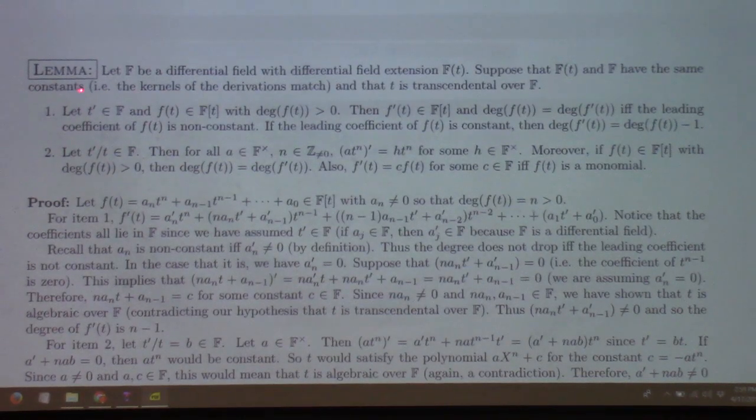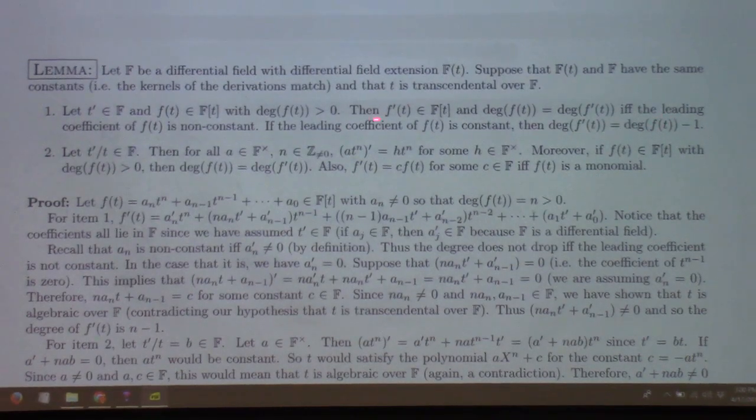If we have a differential field with differential field extension f of t, and suppose that f of t and f have the same constants, and that t is transcendental over f, that means that it's not in an algebraic extension, right? Then t prime is in f, and the degree of f prime of t is equal to the degree of f of t if the leading coefficient of f of t is non-constant, and if the leading coefficient of f of t is constant, then the degree of f prime is 1 less than the degree of f of t.